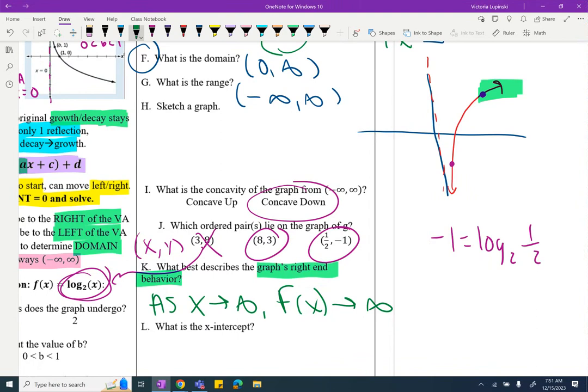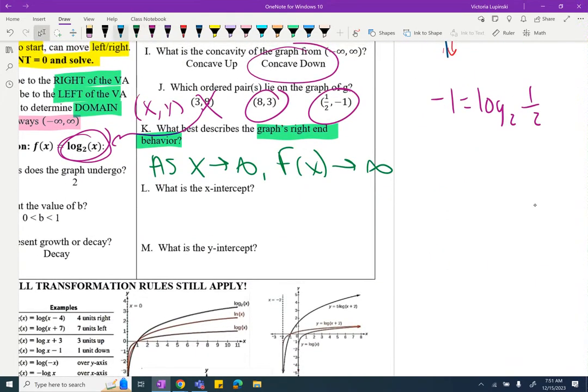Okay, what is the x-intercept? Well, how do you find an x-intercept for any function? Put a 0 in for y. So if I put a 0 in for y in this problem, I'm going to get 0 equals log base 2 of x. You could solve that problem by exponentiating both sides, like I showed you yesterday, or if it's a quick, easy one, you can just do the loop.